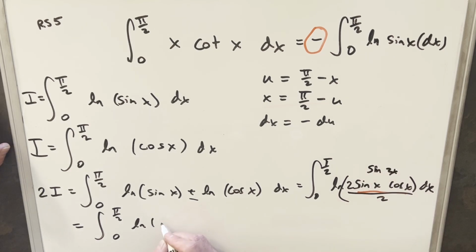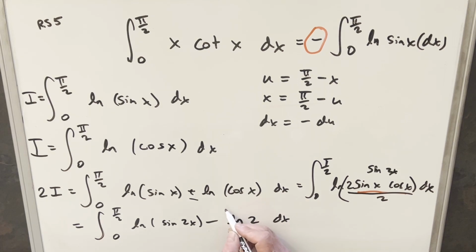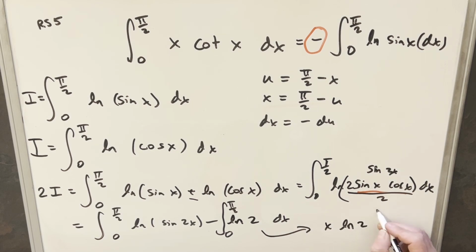So we're going to have one term, natural log of sine 2x, and then we're going to have minus the other term, which is just natural log of 2. Well, of course, I can break this into 2 integrals, right? So I'll just put in my bounds here. So we'll have this ln 2 separate. Because this is just a constant, when we integrate this piece, we're just going to get x ln 2 that we just need to evaluate from pi over 2 to 0.